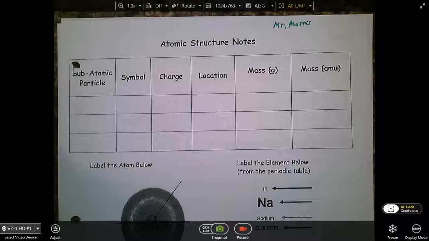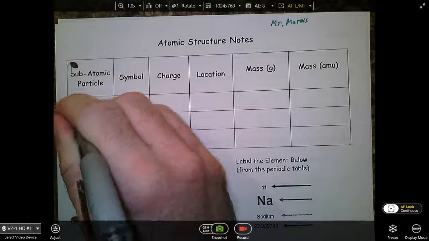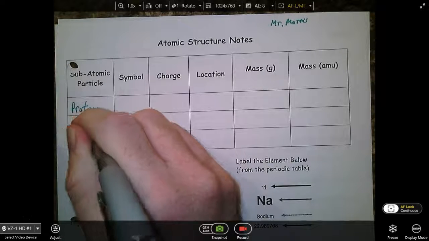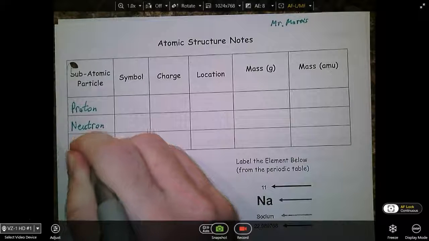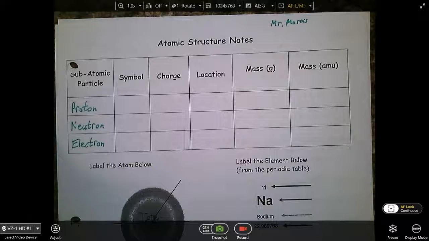Okay, we have three main subatomic particles, the small particles that make up the atom. And yes, this is a new unit talking about the atom. So the three parts of the atom, I hope you remember them. They are the proton, neutron, and electron. Probably review for you, but if not, that's okay. We're going to go through it.